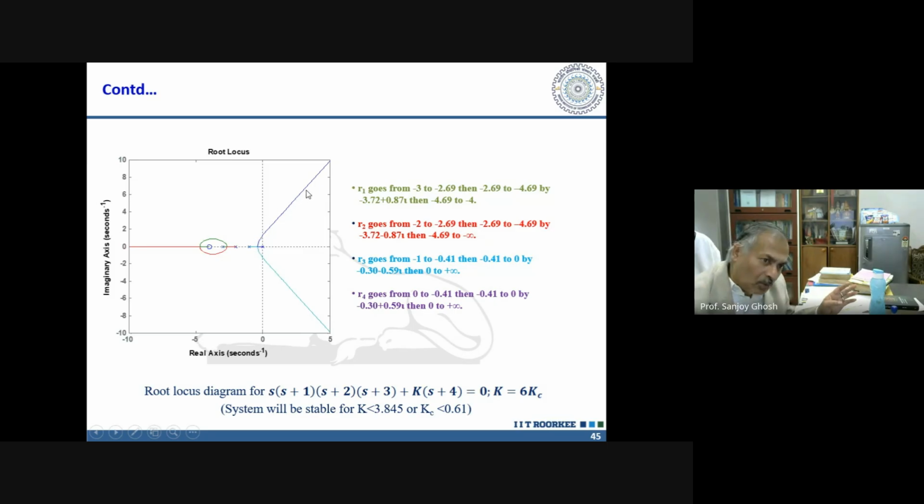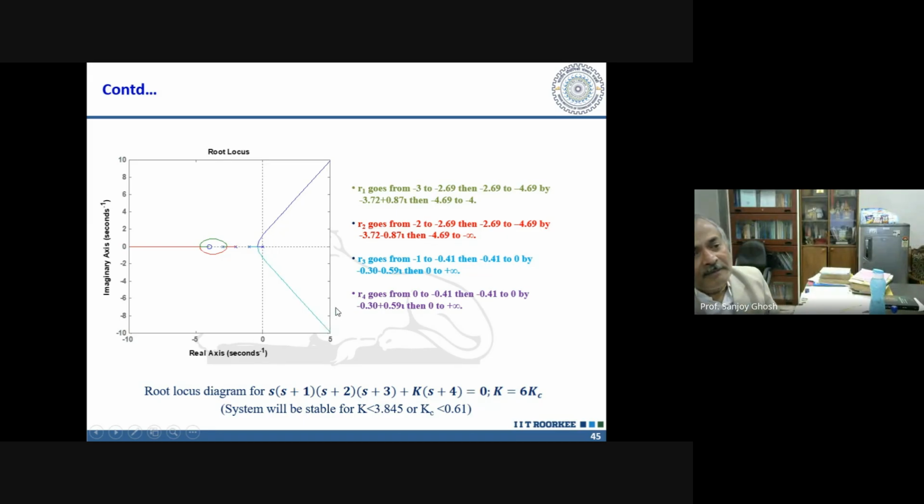So this root is going to the right hand side. That means you have to design the controller in such a way. Controller design is important, such that you get the best output. Now R4 is also like that. So R4, you see, it goes from here, and it is going to this side.